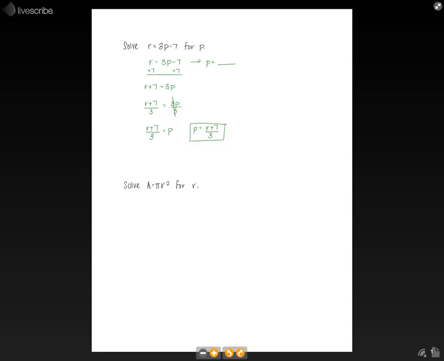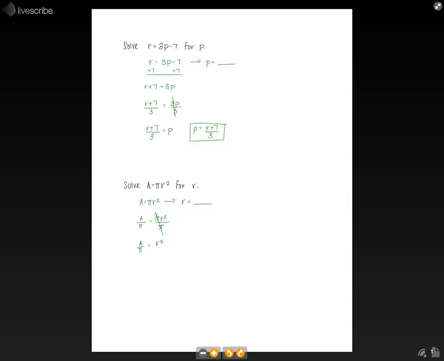So the second problem says, solve a equals pi r squared for r. So you might recognize this as the area for a circle, where r is the radius. But the principle that we're using is the same. So we have a equals pi r squared. And we want to turn that into r equals something, because it's asking us to solve for r. So the first step here is to divide both sides by pi. So a over pi equals pi r squared over pi. The pi's are going to cancel out on the right side, and we're left with just a over pi is equal to r squared.